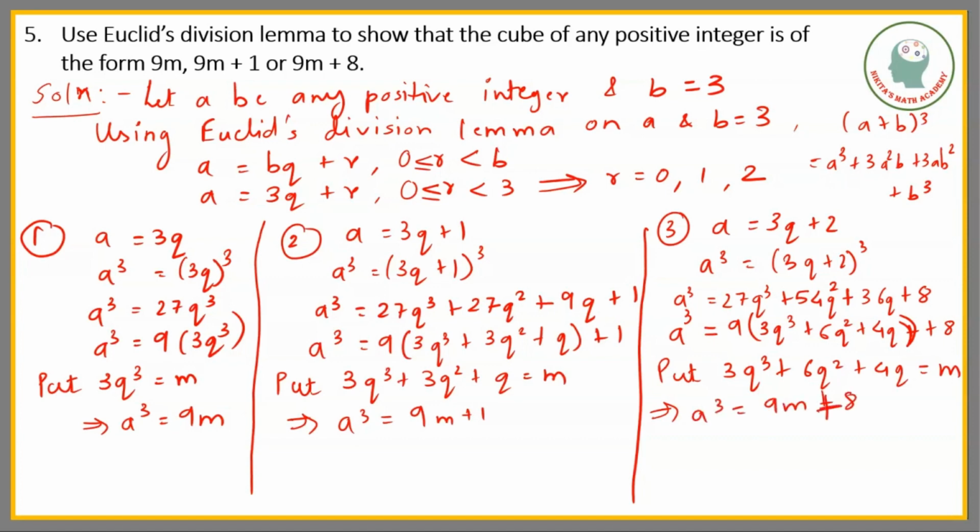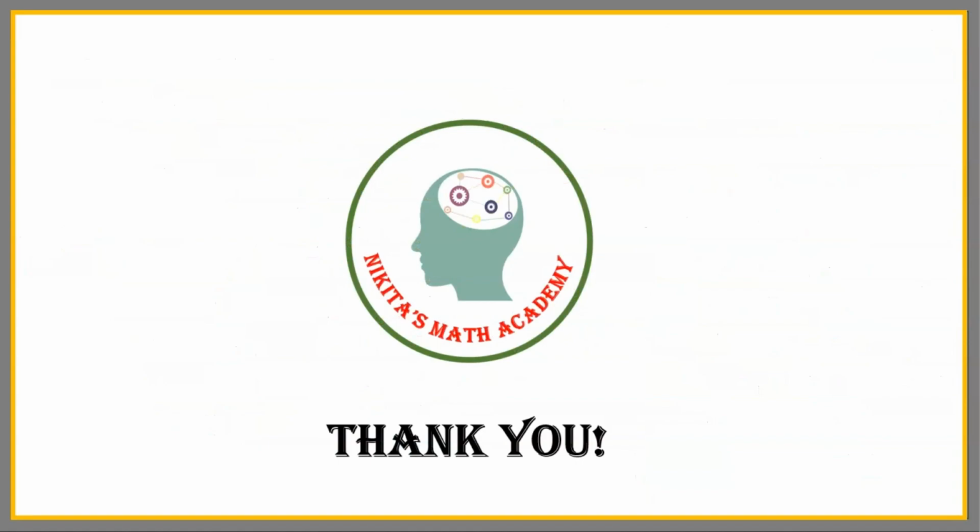Now, students, observe this. In the first case, we got a cube equals to 9m. In the second case, we got a cube equals to 9m plus 1. And in the third case, we got a cube equals to 9m plus 8. Hence, we show that the cube of any positive integer is of the form 9m, 9m plus 1, or 9m plus 8. Students, this ends our exercise 1.1. Now, thank you for watching.